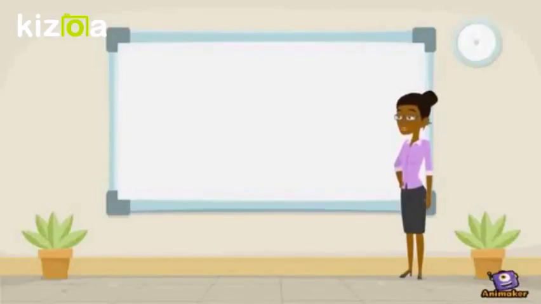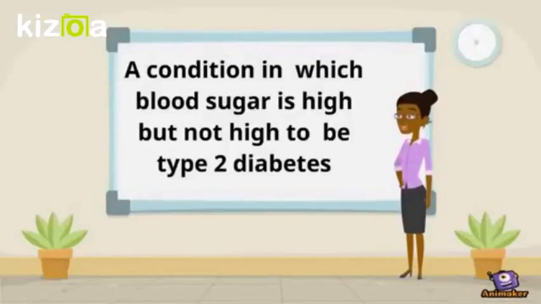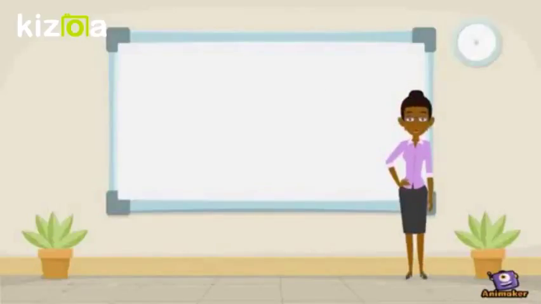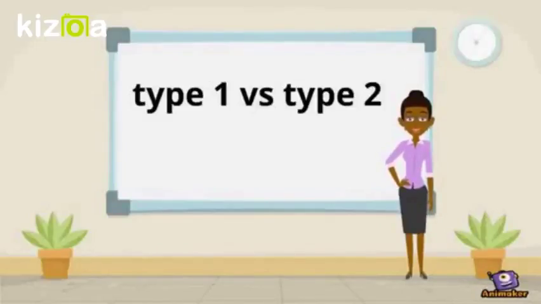There are 4 types of diabetes mellitus. There is prediabetes, which is a condition in which the blood sugar is high, but not high enough to call it type 2 diabetes. Then there's gestational diabetes, which is a form of high blood sugar affecting pregnant women. How we treat this is we just give them insulin as one of their prenatals. These 2 types of diabetes are fairly uncommon to see. Let's move on to the most common types of diabetes, type 1 and type 2.